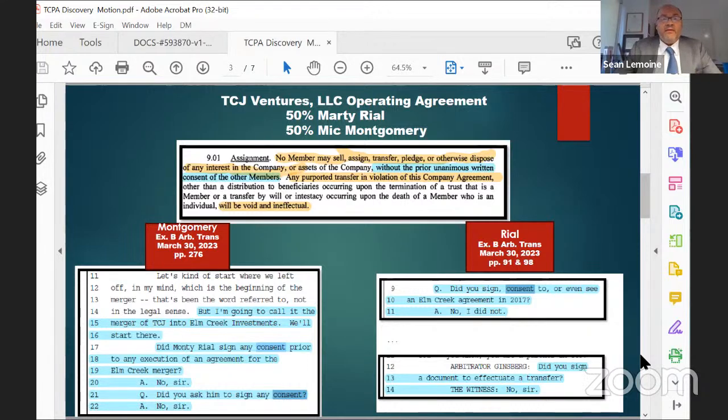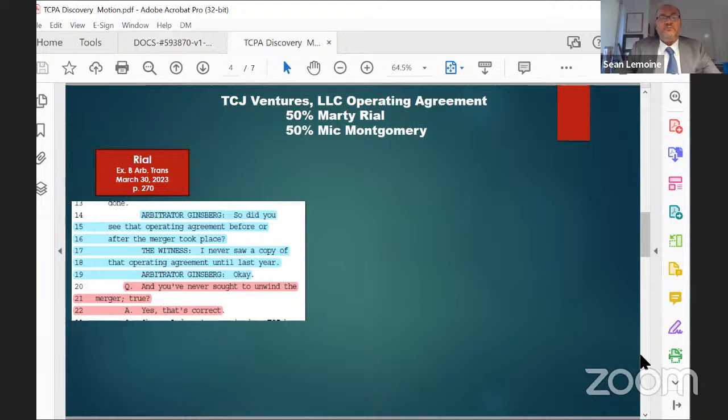And this is Exhibit B to our response to the motion for discovery. I didn't come up with this particular argument about the advance here and in the summary judgment. It really came from something that Judge Ginsburg triggered during the arbitration. He asked a question. He said, did you see the operating agreement before the merger took place? And that's what they call it in the arbitration. It's the merger of TCJ into ECI.